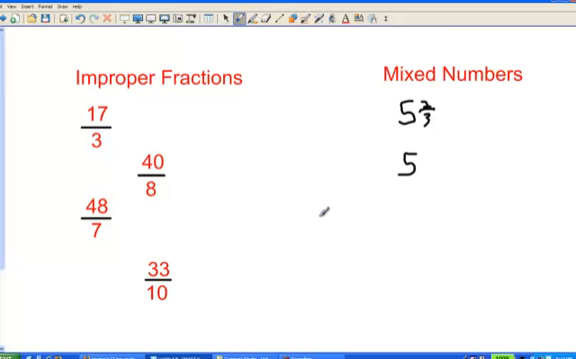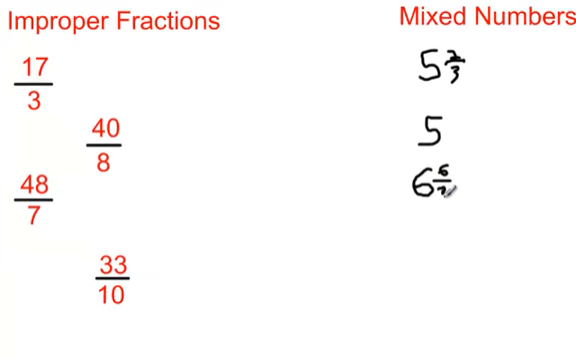Well, 7 times 7 is 49, so it's not going to go in 7 times. It's going to go in 6 times. And 7 times 6 is 42. So if I do 48 minus 42, that's 6. I have 6 and 6, and I keep my denominator the same. 6 and 6/7.